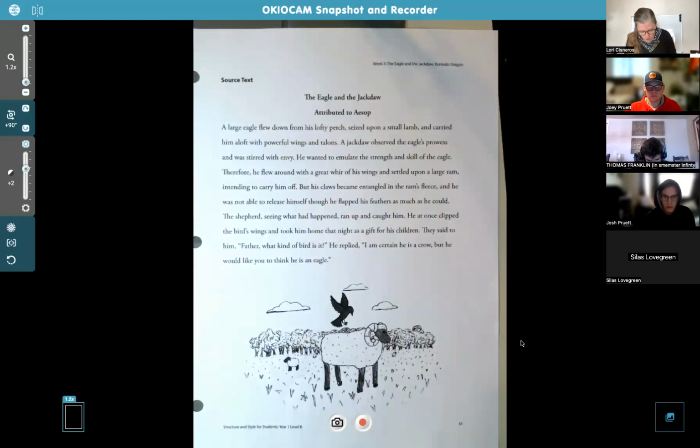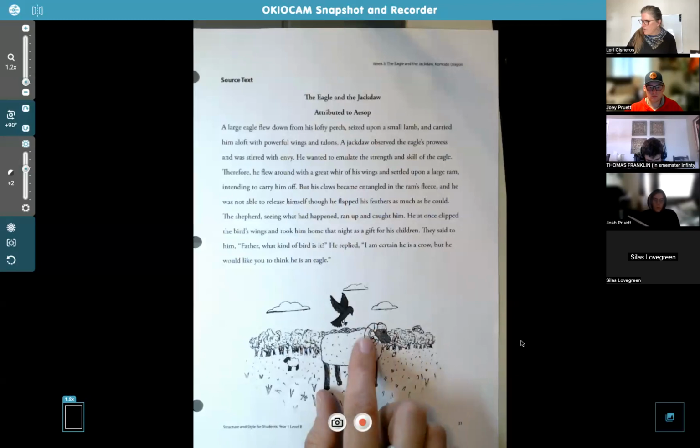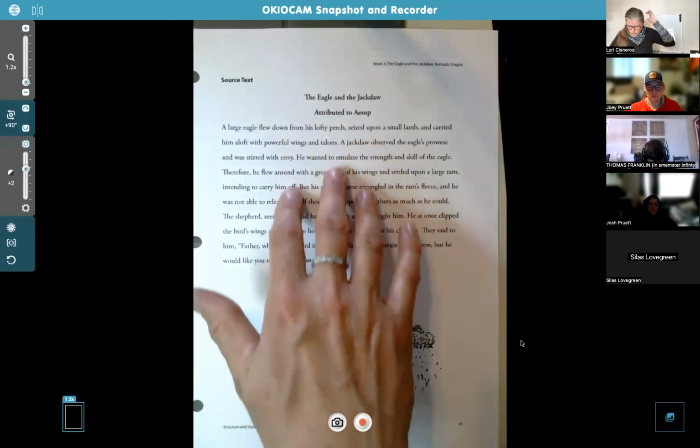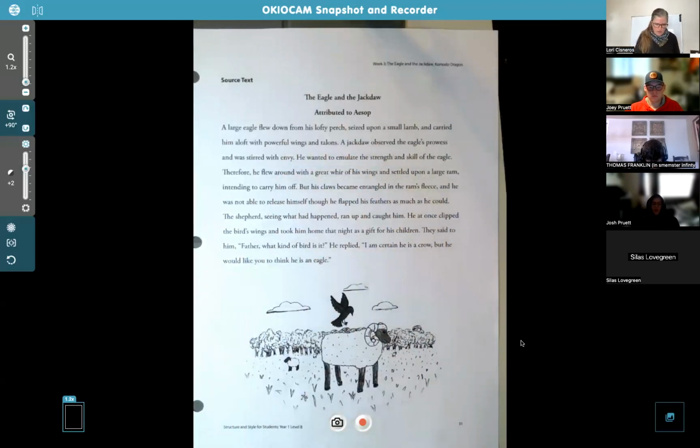Emulate is another word we're going to come across. Emulate means to imitate the qualities of an admired person. So if you see a movie star or athlete or some famous person and you like certain qualities about them, you try to emulate that. You try to be like them. A ram is a male sheep. You probably already know that. They have the horns that are curled like that. That's a male. Females don't have those horns. And entangled is just twisted up and caught. So those are some of the vocabulary words you'll come across in this story.